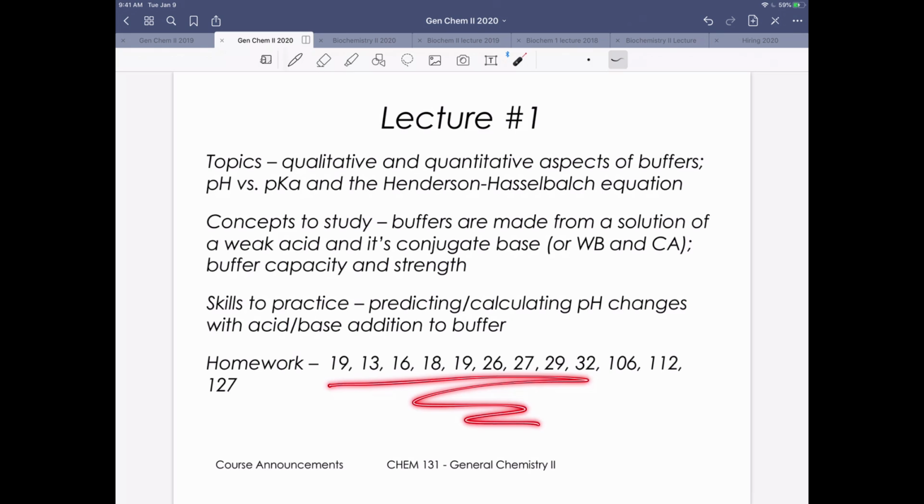Lots and lots of homework problems to practice these concepts. Please do not feel like you need to get all of these problems done at once. Use them as an opportunity to practice things as you sort of go through this chapter.